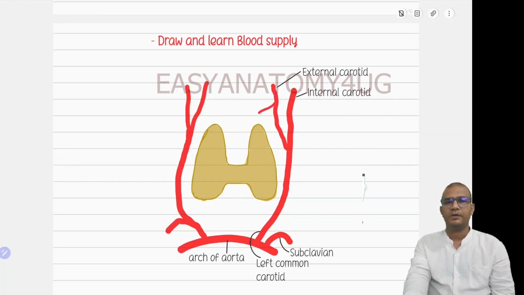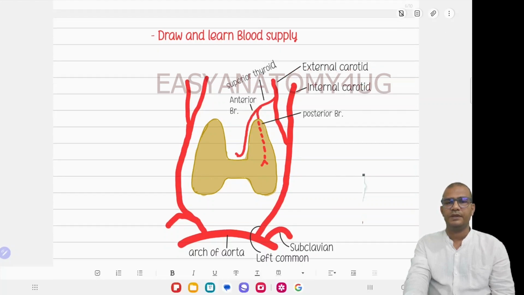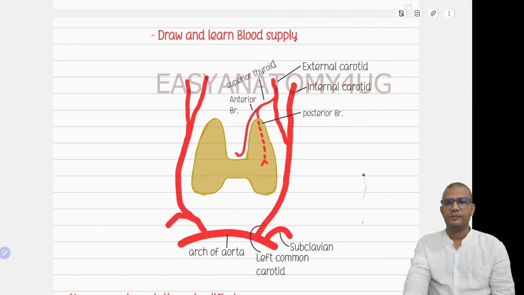From the external carotid, show the superior thyroid artery, which runs along the anterior border and superior border of the isthmus and anastomoses with the branch on the other side. The posterior division runs along the posterior border to anastomose with the inferior thyroid artery, which will arise from the thyrocervical trunk, which is the branch of subclavian artery. This is thyrocervical trunk and the inferior thyroid artery.